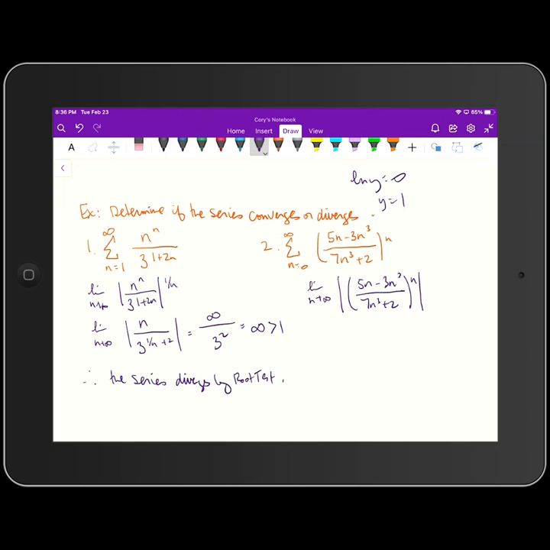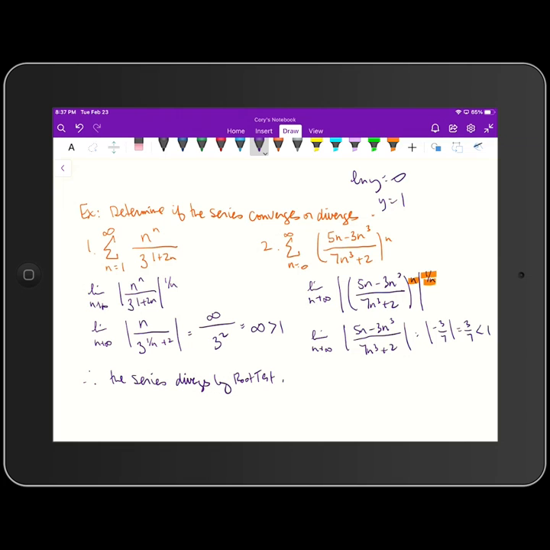I'm going to raise that formula a sub n to the 1 over n power. These two exponents, n and 1 over n, are going to cancel out and become 1. So this then becomes the limit as n goes to infinity of the absolute value of 5n minus 3n cubed over 7n cubed plus 2. The end behavior of the numerator is negative 3n cubed. The end behavior of the denominator is 7n cubed. So that's going to simplify to the absolute value of negative 3 over 7, which is 3 over 7.